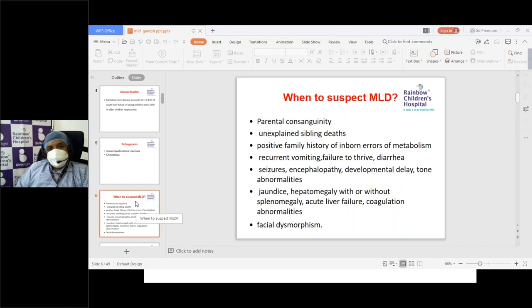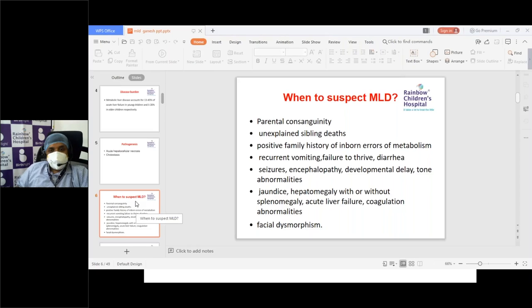A child who presents with recurrent episodes of vomiting, failure to thrive, and diarrhea. Remember, these may be the sole manifestations of an organic acidemia and even a metabolic liver disease. Or when the child has seizures, encephalopathy due to unknown etiology, developmental delay, tone abnormalities either in the form of hypertonia or hypotonia, yes, we have to suspect a metabolic liver disease. Then a child with hepatomegaly, jaundice, splenomegaly, acute liver cell failure, coagulation abnormalities like prolonged PT, APTT, etc., and facial dysmorphism. So these are all the parameters that should make one suspect a metabolic liver disease in the given case.